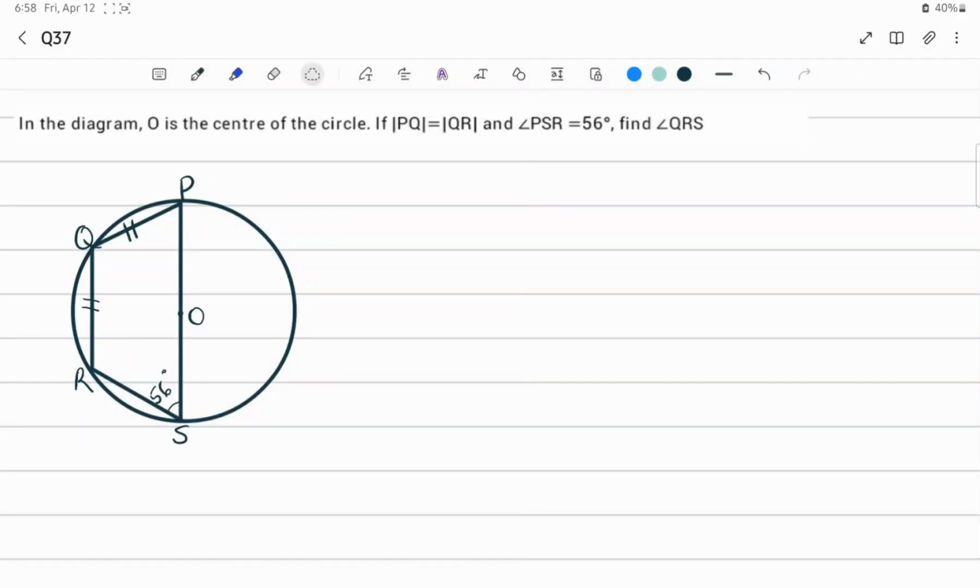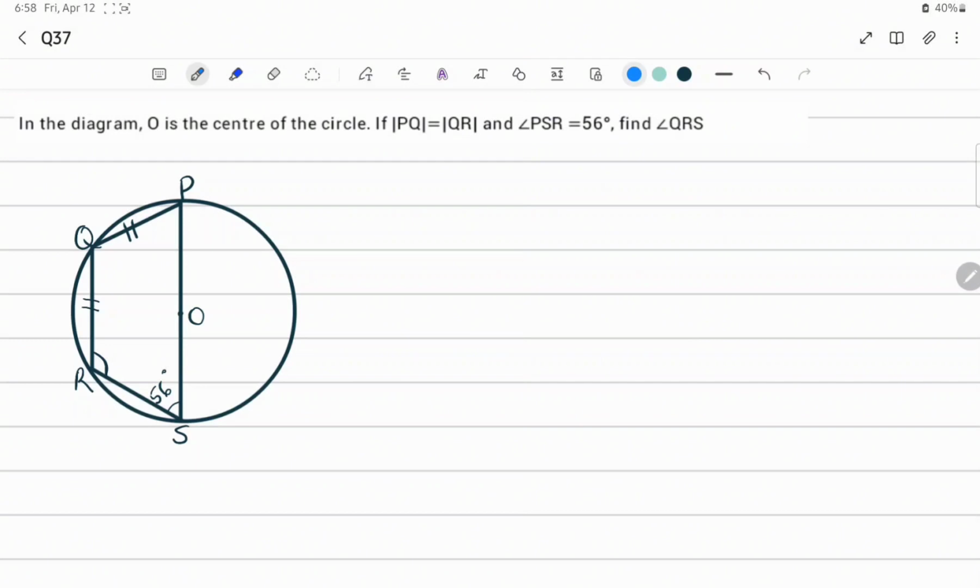In this question on circle geometry, we are asked to find the value of QRS. That is the angle right here. Angle QRS. I can say that I have a cyclic quadrilateral because I have the vertices Q, P, S, and R on the circumference of the circle. So that means I have a cyclic quadrilateral.